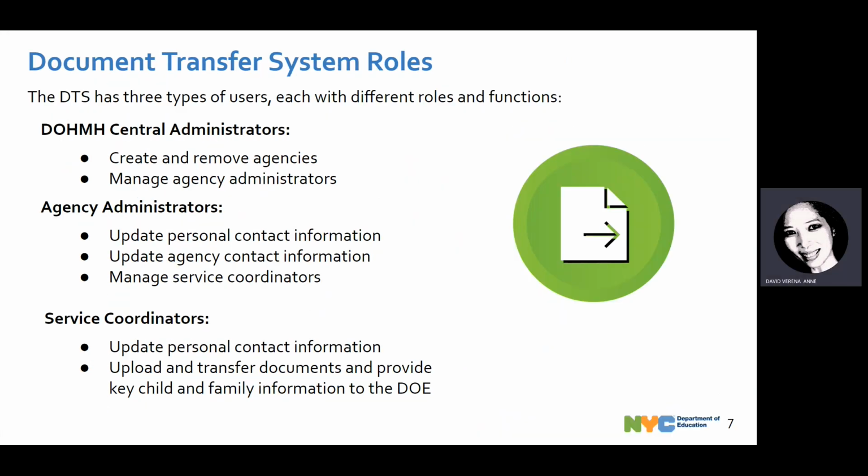The DTS has three types of users who have different roles and functions. First, the DOHMH central administrators create and remove agencies in the roster of agencies, and they manage the agency administrators identified by each provider agency. Second are agency administrators who are able to update their personal contact information, update their agency's contact information, and manage SCs by inviting, re-inviting, or deactivating providers. Then there are the service coordinators who are able to update their personal information and upload and transfer documents and provide key child and family information to the DOE.